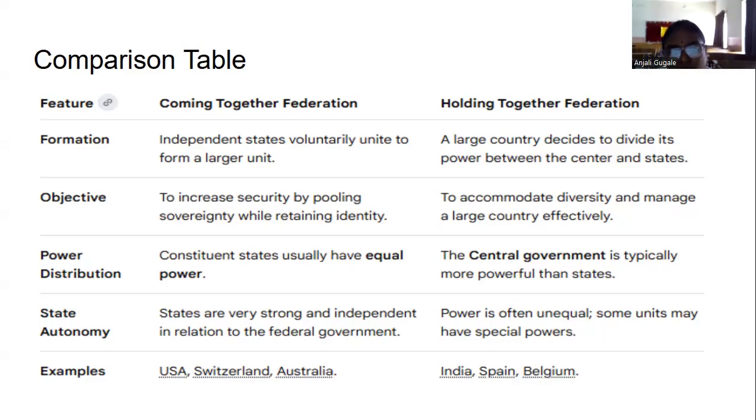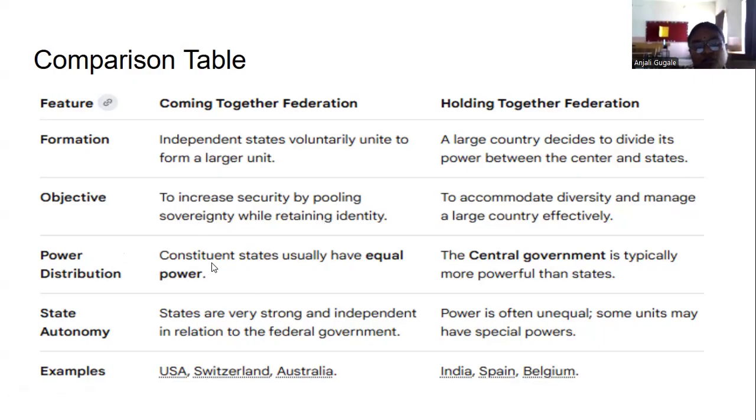So the reason why some states in India have been given special status, and it is mentioned in the Constitution of India, is to accommodate them and to safeguard their ethnicity, their culture, their people's rights, their economy, and their employability. So India is a holding together federation wherein all the states have unequal powers. Whereas in America, all the states have pooled together their sovereignty and retained their identity, so they all have equal power.